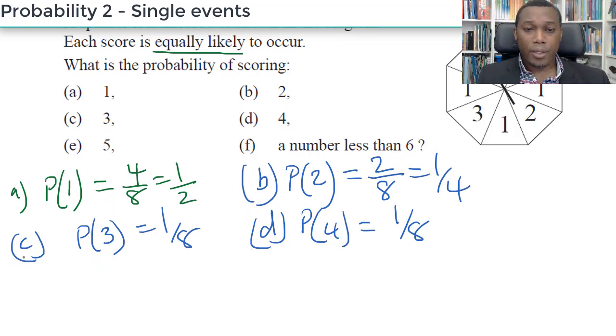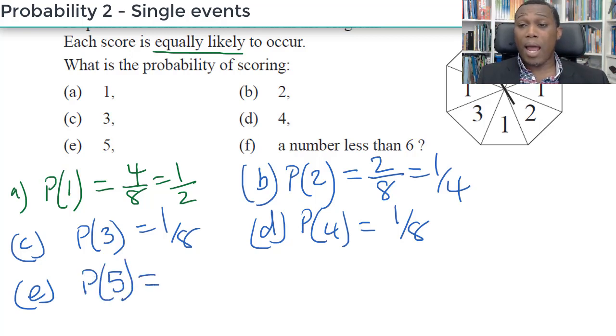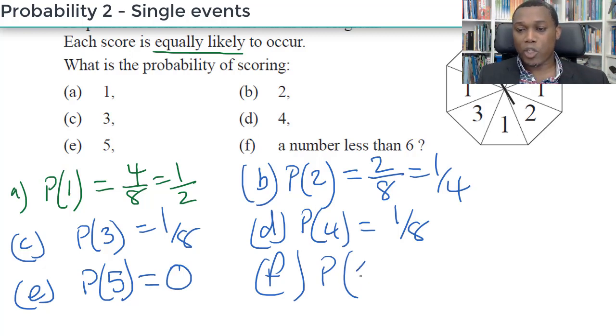So for E, the chance of getting a 5. I look on that spinner, I spin around, there ain't no 5. Chance of getting a 5 is 0. It's impossible. And for F, the probability of a number less than 6. I'm just going to use the less than symbol, less than 6. It looked better the first time. Probability of getting a number less than 6.